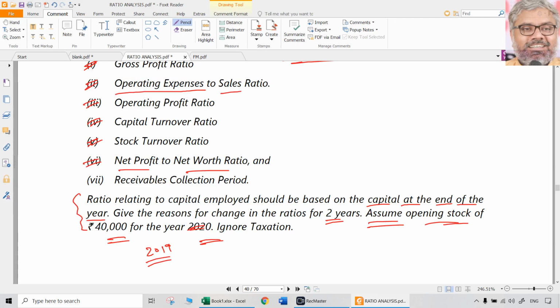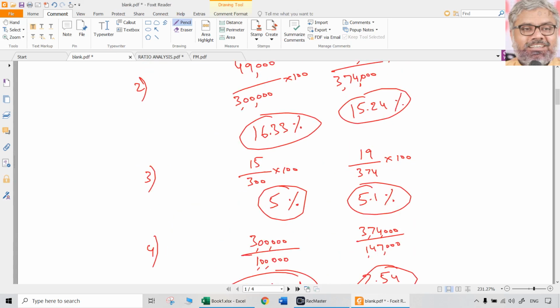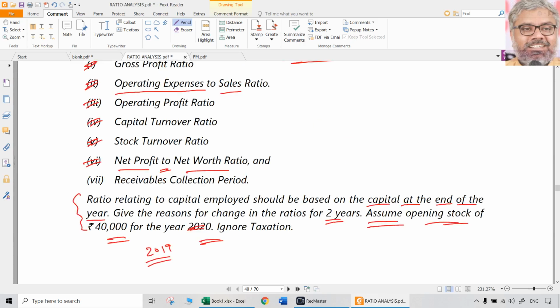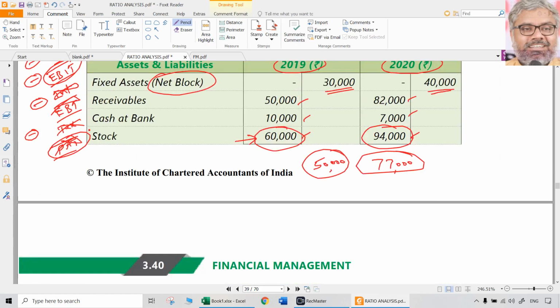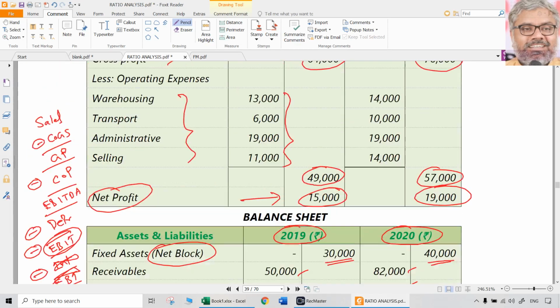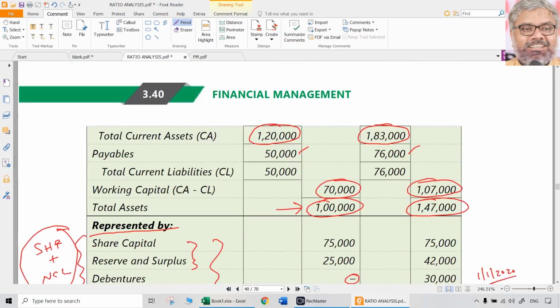Net profit divided by net worth. That is the ratio. 2 means divided by. Net profit to net worth ratio. Net profit we know already. How much was that? 15 and 19. That was net profit, already given in the question directly. 15,000 and 19,000. This is the net profit, divided by net worth. Net worth you have to be careful.